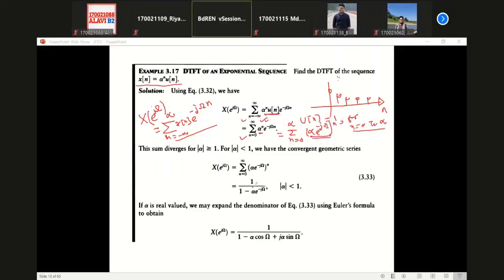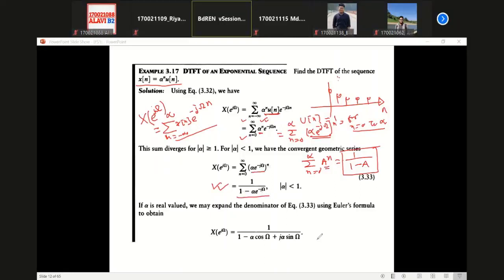So the sum is something like this, isn't it? If we want to sum it, n equal to 0 to infinity, a to the power n is equal to 1 divided by 1 minus a, isn't it? In our case, a equals alpha e to the power minus j omega. So this is what you sum, and the magnitude of alpha must be less than 1, otherwise your signal is unbounded, okay?